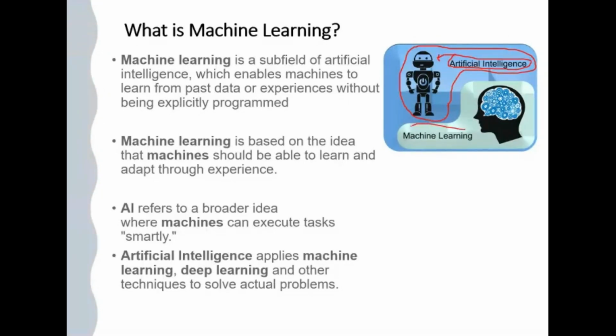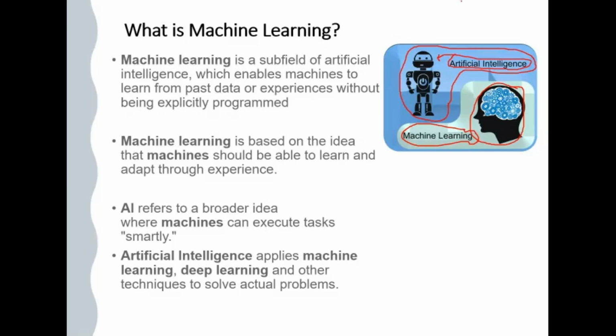Okay, but what machine learning is doing, it is a subsection of AI which deals with learning. Machine learning is a subfield of AI which enables machines to learn from past data or experiences without being explicitly programmed. You will just present some data to your machine, and the machine will try to understand the situation and take proper action or proper decision. Machine learning is based on the idea that machines should be able to learn and adapt through experience.